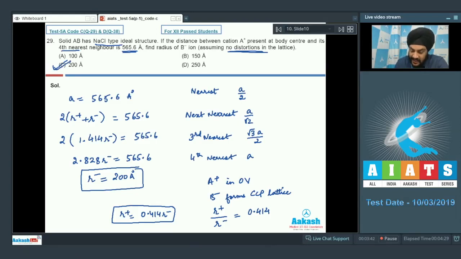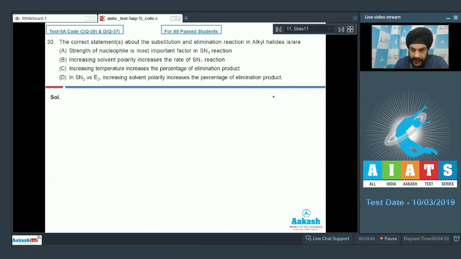Let us look at the next question. Question number 30. The correct statements about the substitution and the elimination reaction in alkyl halides is are. So option A, it says that strength of nucleophile is most important factor in SN1 reaction. This statement is incorrect, students. The strength of nucleophile is not a very important factor in SN1 because in SN1 reaction, the leaving group leaves on its own and the nucleophile attacks after the carbocation has been formed. So statement A is incorrect.